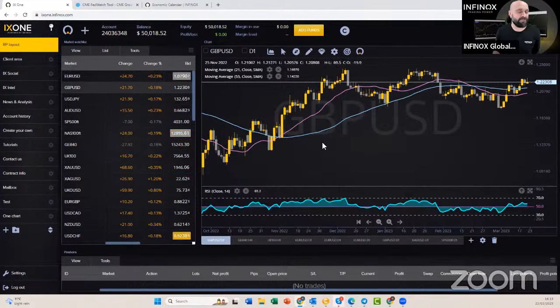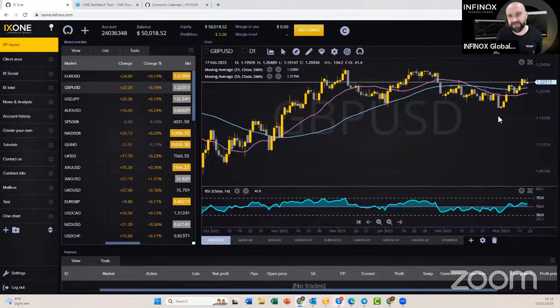By the way, sorry, I should have said earlier, this is the IX1 platform that INFINOX now have. And I love this platform. I think it has really good functionality. Lots of cool little widgets that you can use, and fully customizable. Great, from my opinion, for a trading perspective.